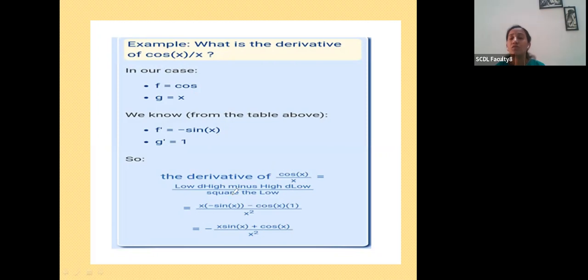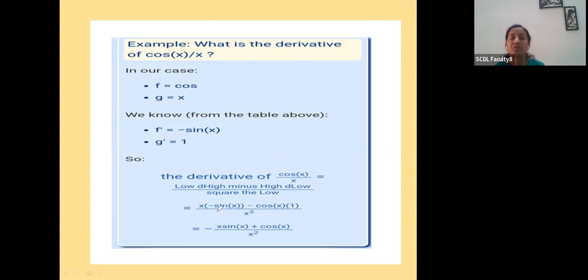Keep the same term which is given in the denominator. So I keep the same x here, and I take the derivative of cos x, which is nothing but minus sin x. Minus. Now we have to take the derivative of x. The derivative of x is nothing but 1, and the cos x remains the same.